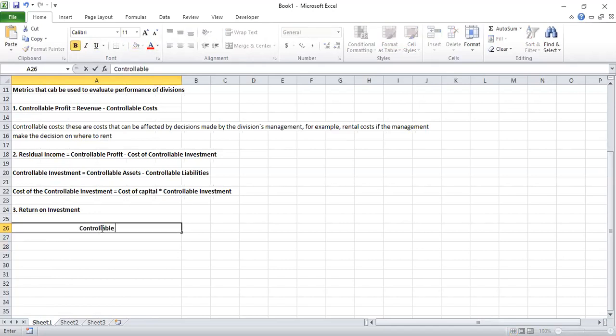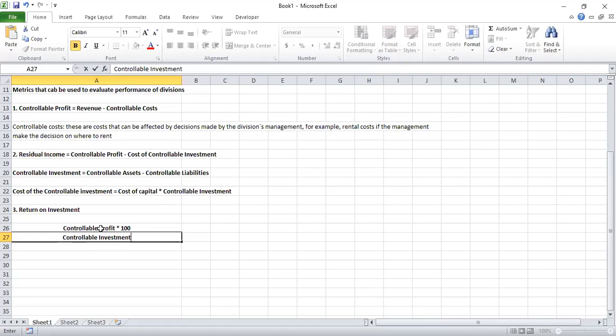Controllable profit multiplied by 100 over controllable investment. So these are some of the measures that we can use to evaluate the performance of a division.